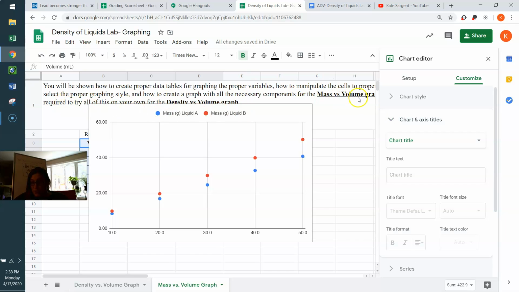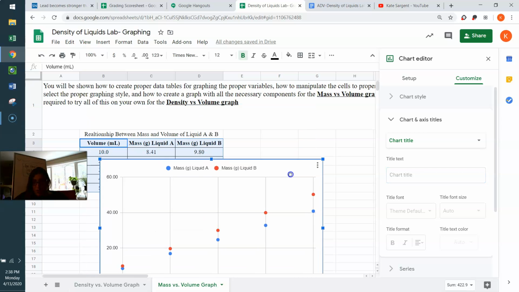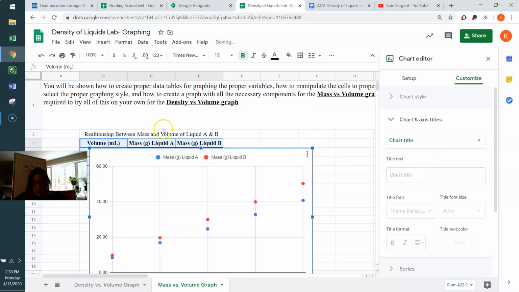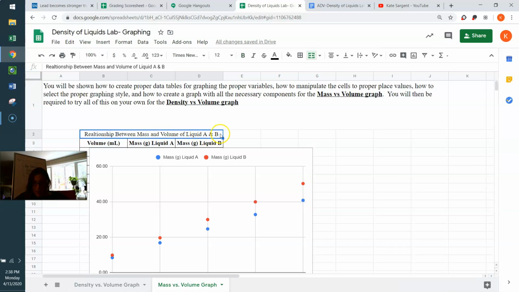Now you can tell I have no title here, so I'm going to type in a really nice title, and I want my title to be descriptive of what I am graphing. And so, if I move this down, I would probably just go ahead and take the title that I used on the data table.